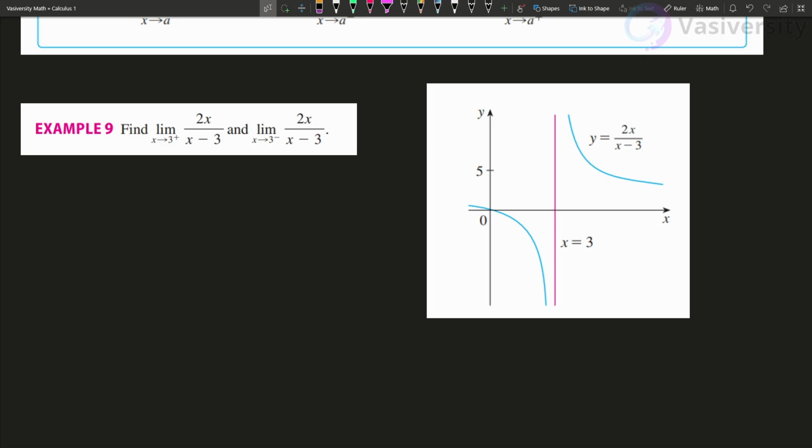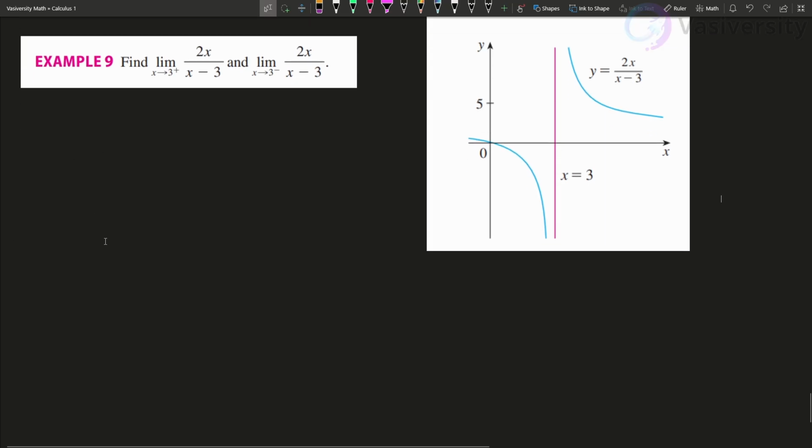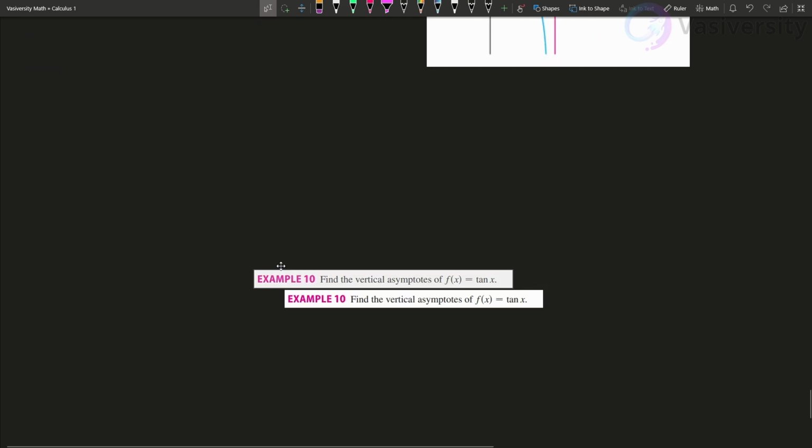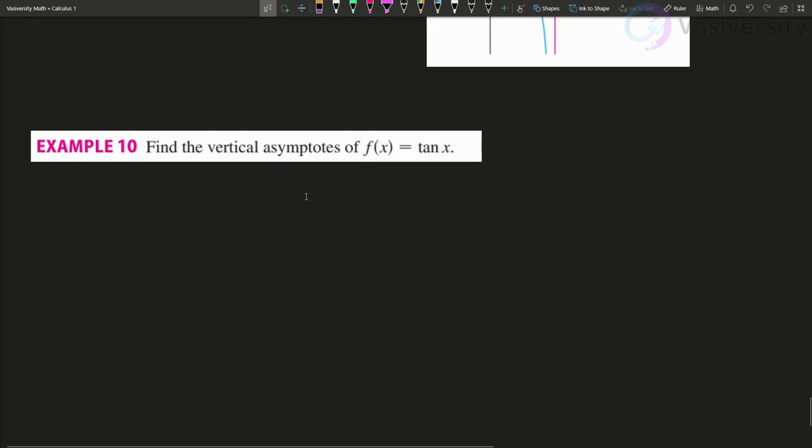And of course, there are some periodic functions, like, for example, the graph of the tangent of x. If we decide to find the vertical asymptotes of tangent of x, we have to remember what tangent of x is equal to. Tangent of x is equal to sine of x over cosine of x. So that means all of our asymptotes are going to occur when cosine is equal to 0. And so when does cosine equal 0?